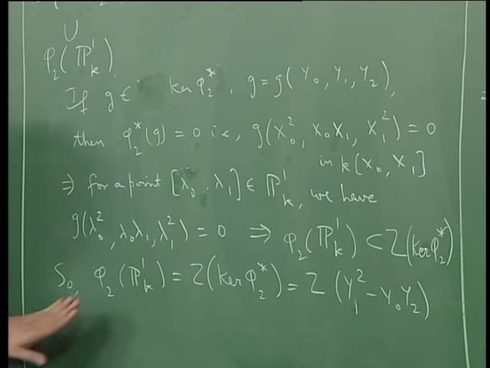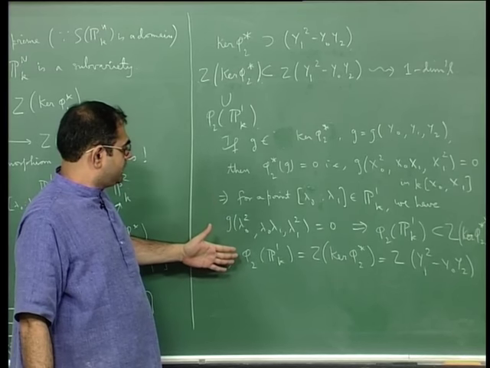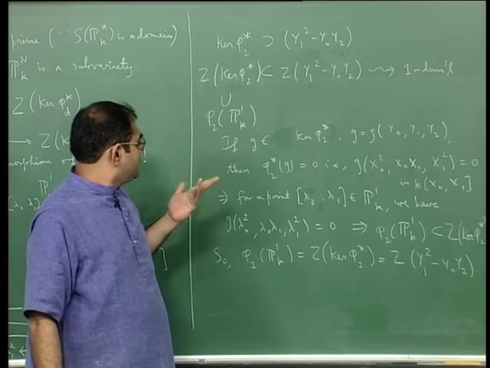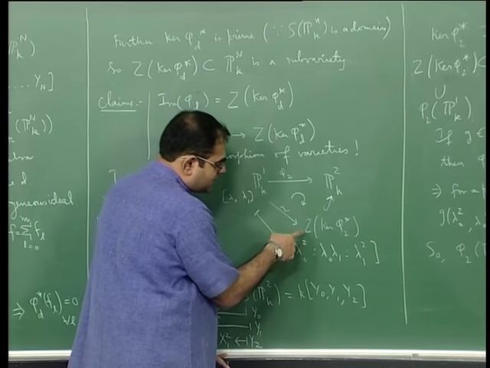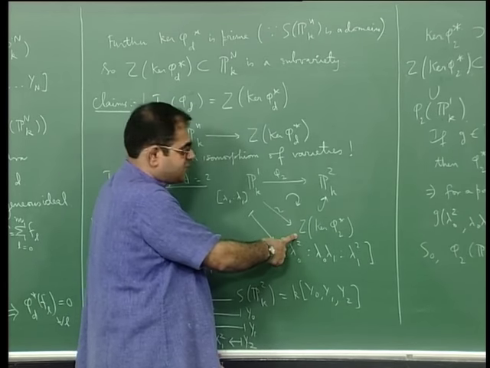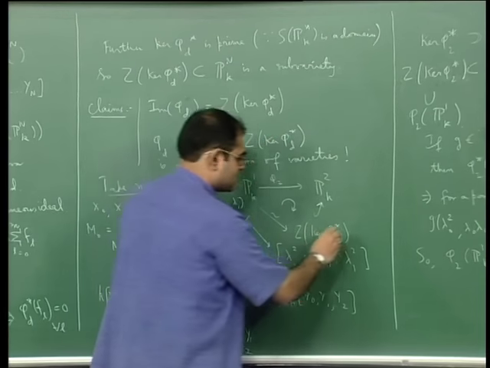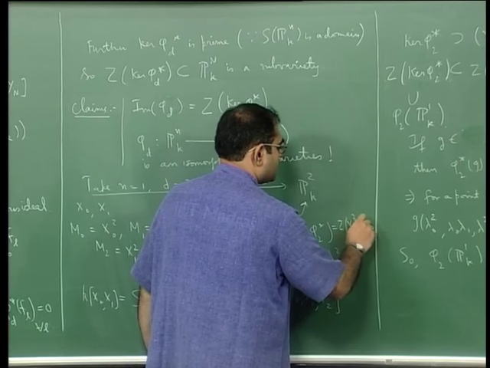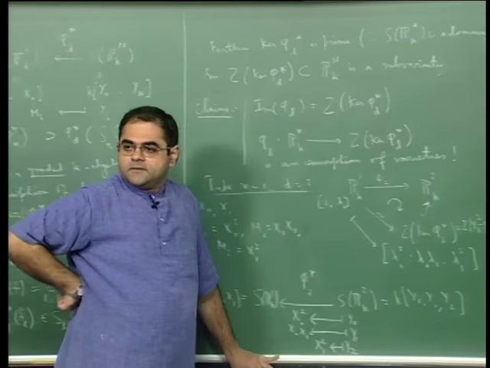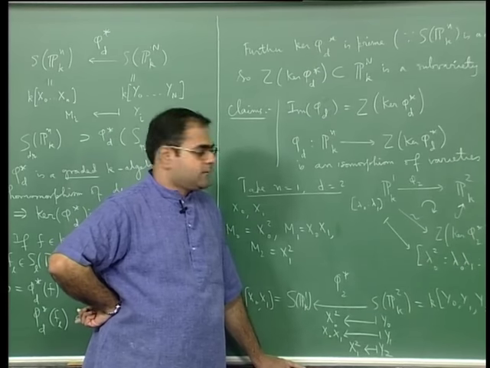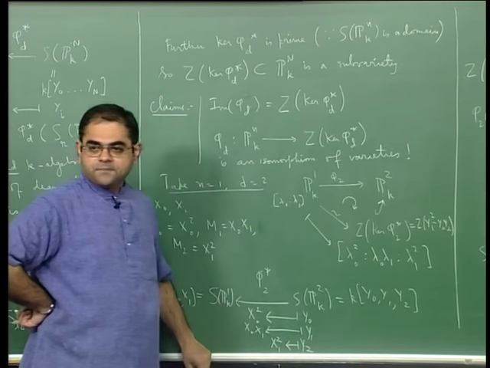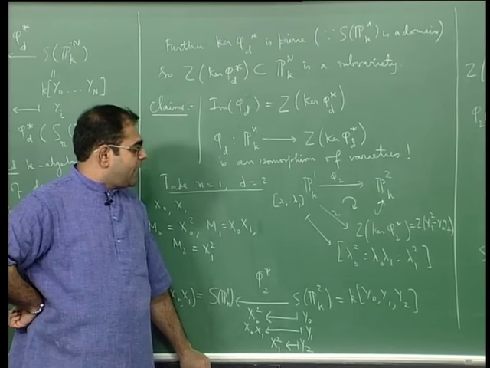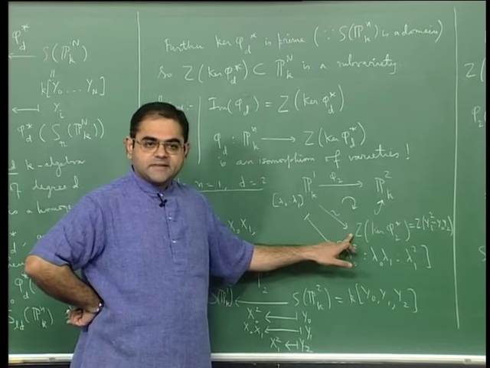Okay. And in fact, what I want to say is that this phi 2 actually gives an isomorphism of P1 with this zero set, which is the zero set of y1 squared minus y0 y2. These two are equal for dimension reasons, and this is an isomorphism of this with that. And in fact, I am saying this is even an isomorphism of varieties.